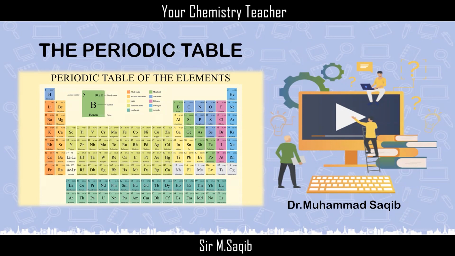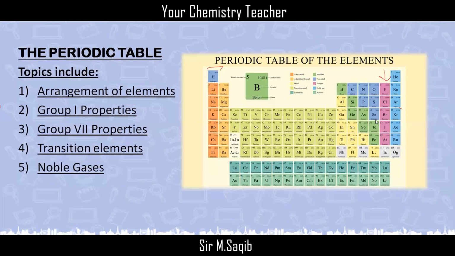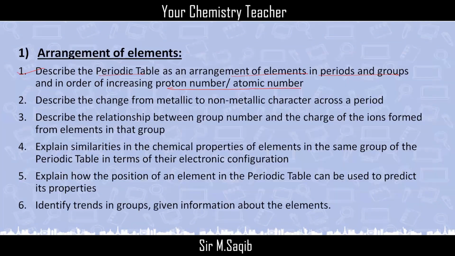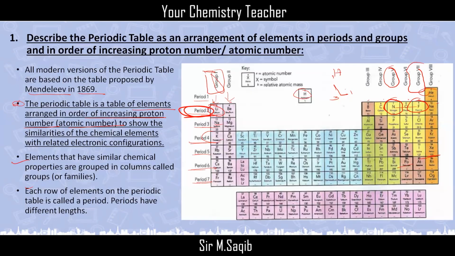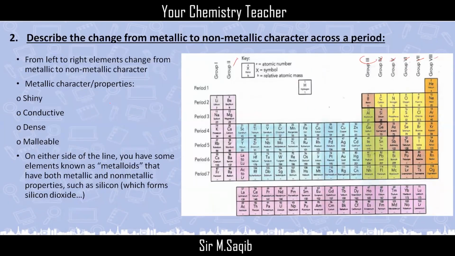So in the last video, we basically discussed the arrangement of elements, and in that we had different topics. The first topic was about the arrangement of the elements, and in this video, we are going to study the metallic and non-metallic character across a period and how it changes. So let's jump to the topic. The topic is: describe the change from metallic to non-metallic character across a period.